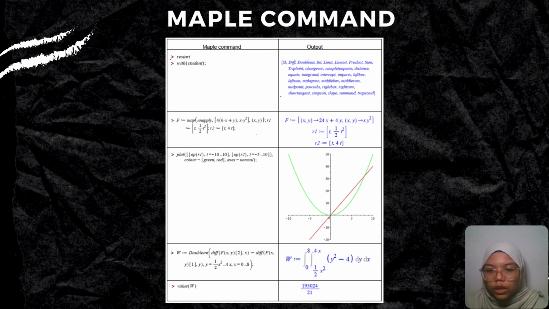enter w equals the double integral of diff(f(x,y)[2], x) minus diff(f(x,y)[1], y), and put the limits for the double integral. So y equals 1 over 2 x squared for x, and the limit for x equals 0 and 8. And lastly, we need to type value w in order to get the final answer, which is the same as the manual calculation.